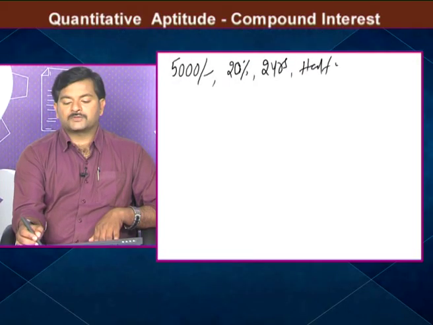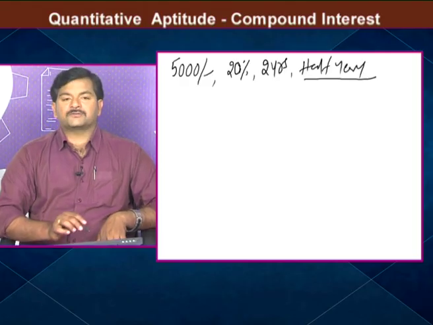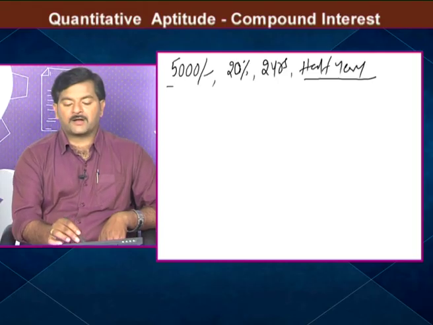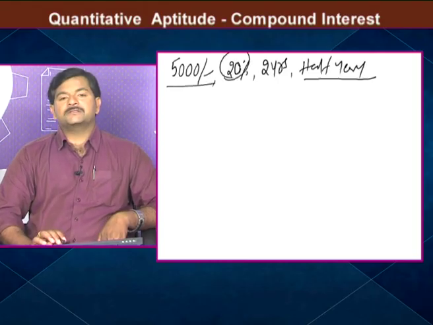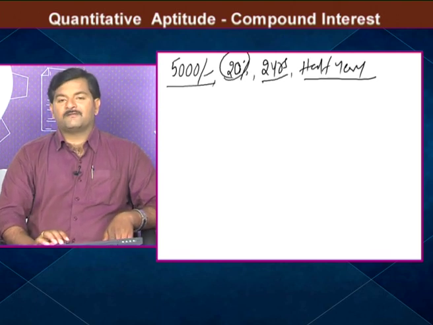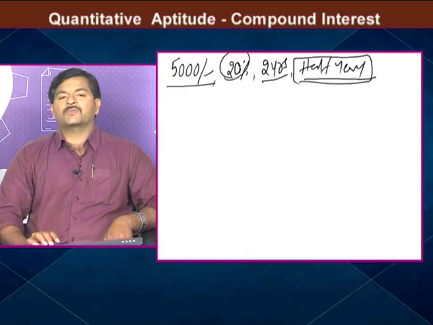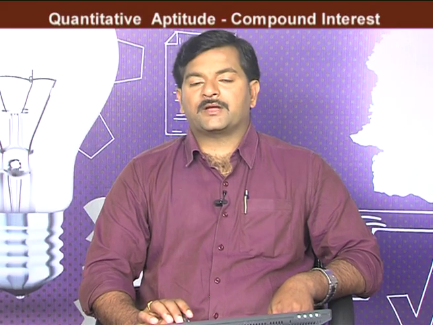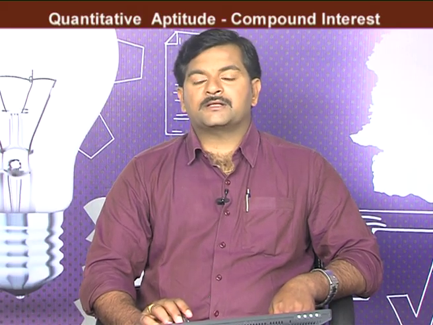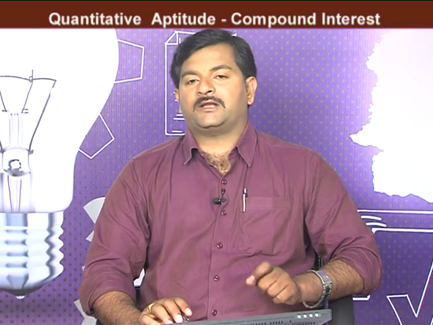Okay, so observe the given points here. How much did the person borrow? 5,000 rupees. At what rate of compound interest? 20% compound interest. For how many years? 2 years. Is interest compounded annually? No. He mentioned the rate of interest is compounded only half yearly. The important point is, in compound interest, interest need not be compounded annually.